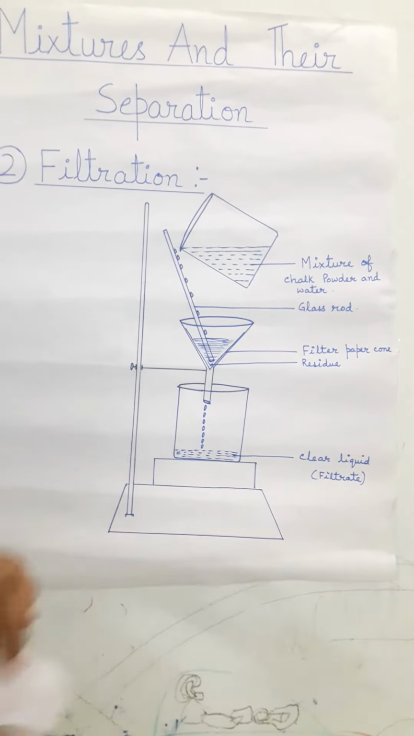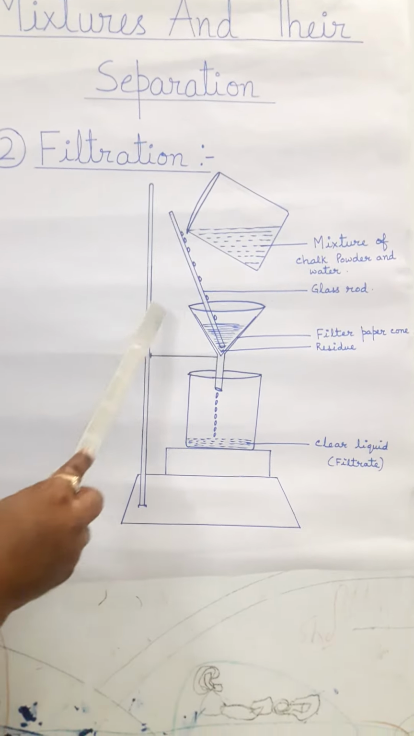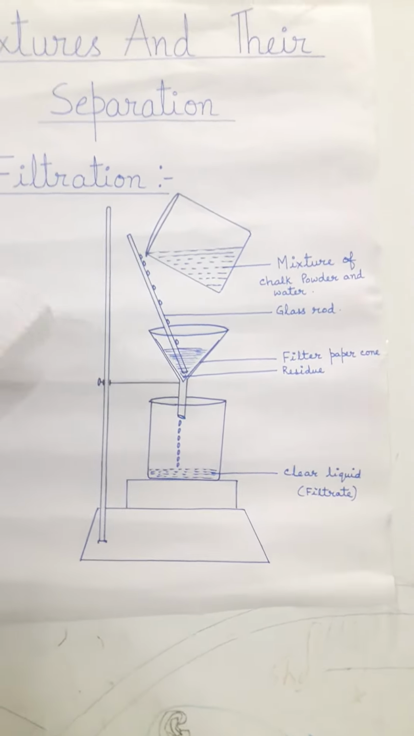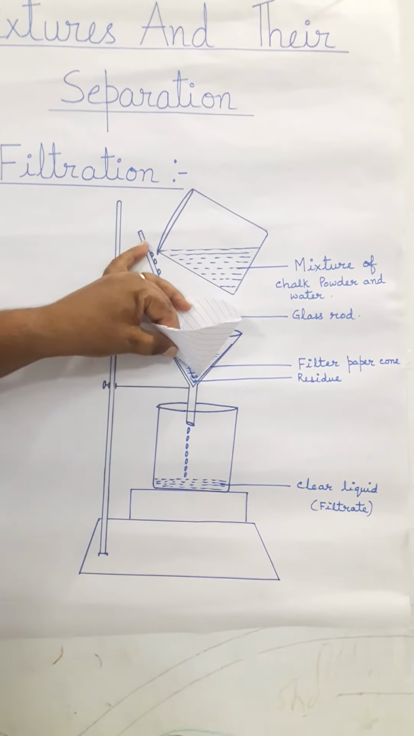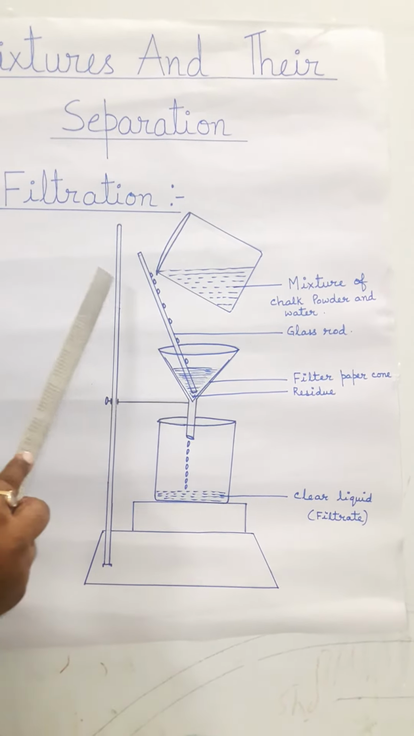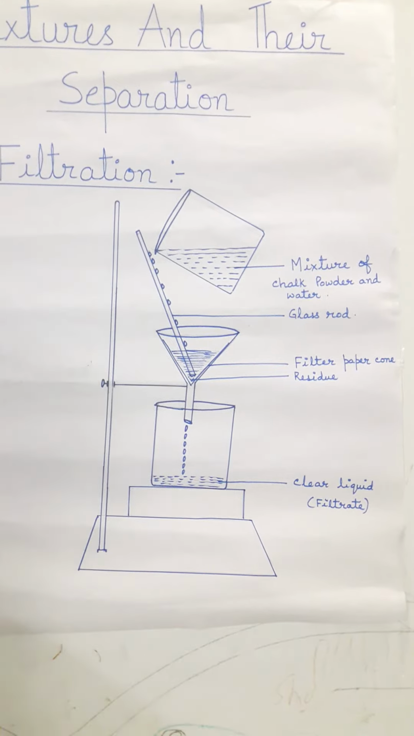Then we will place this cone of the filter paper in the glass funnel, which has been clamped with the help of an iron stand. So we'll place this cone of the filter paper in the glass funnel like this. Then we'll pour the mixture into the glass funnel slowly with the help of a glass rod.